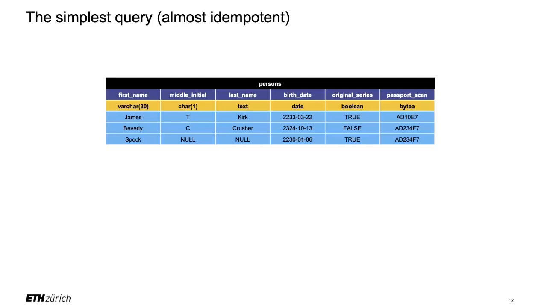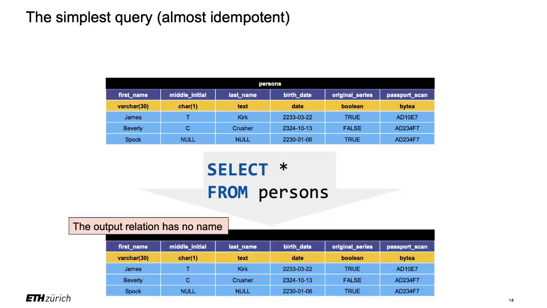This is a table. I'm going to use this example with, you probably recognize Star Trek, so that way you know that I'm a fan, but anyway. This is the simplest query that you can actually write for a table. It selects everything, select star from persons, where persons is the name of the table. It's kind of boring because it just returns the table. So it's the idempotent query, the identity function. It just returns all the records with all the attributes.